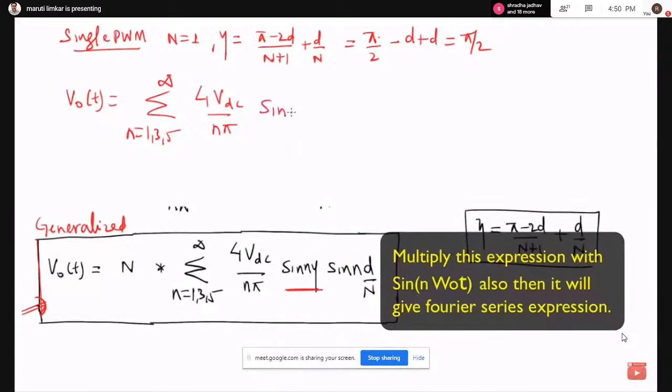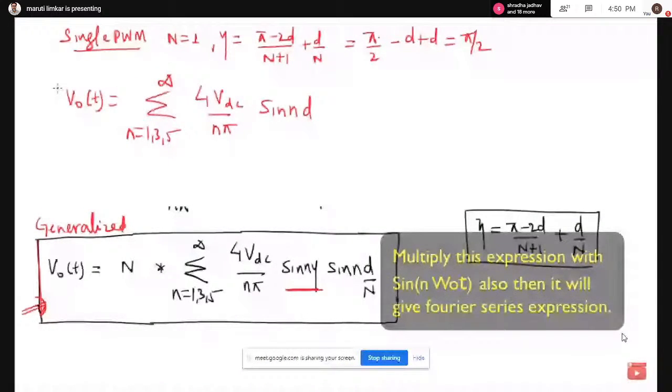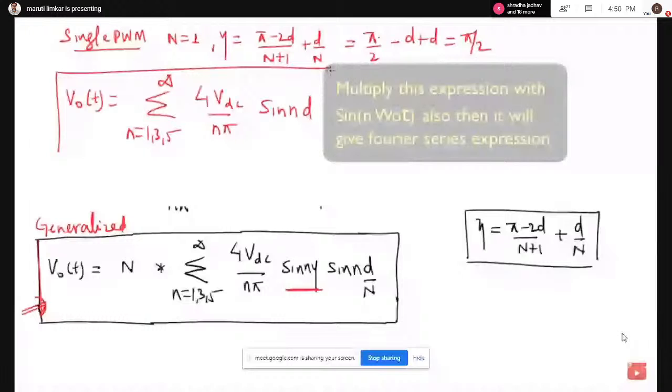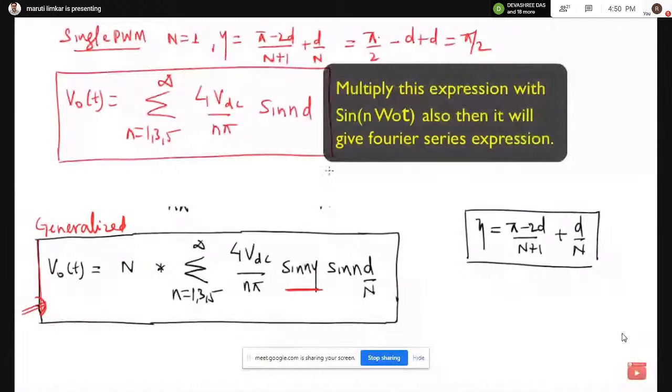That's all. So in each and every book you will see they have derived the Fourier series expression of single PWM, but they haven't derived the Fourier series expression of multiple PWM. If you know the Fourier series expression of multiple PWM, then do you need to mug up the Fourier series expression of single PWM? No, I don't think so. Just you need to put the value of n, and based on that you can find each and every parameter. Got it? So you need to understand this, how this is coming.